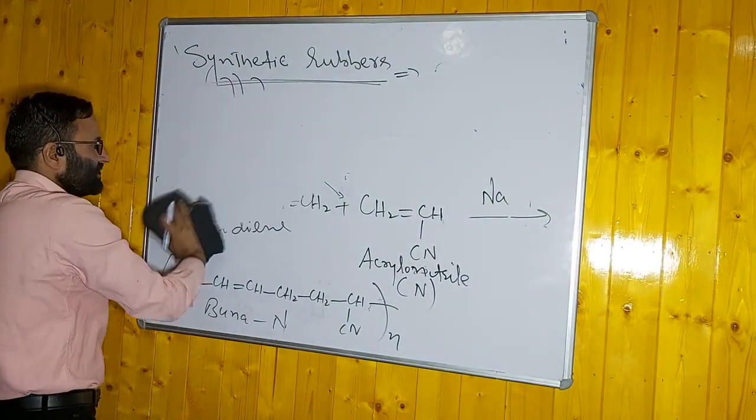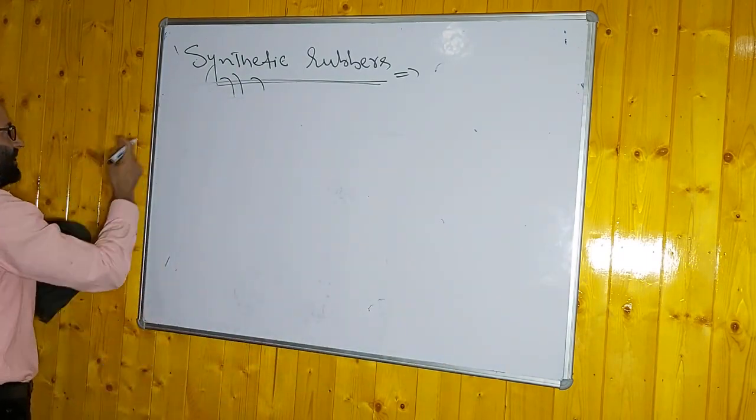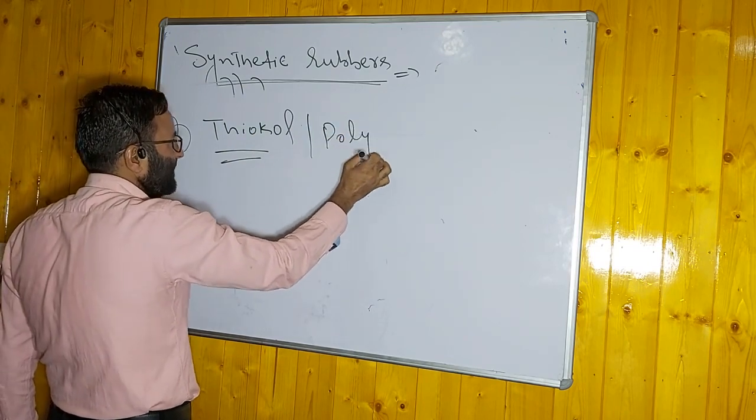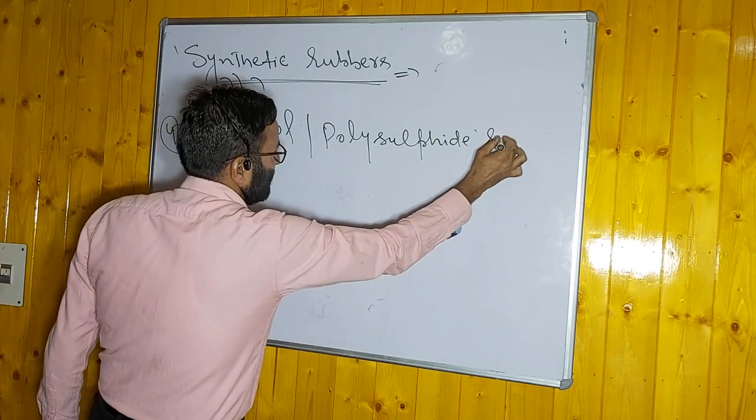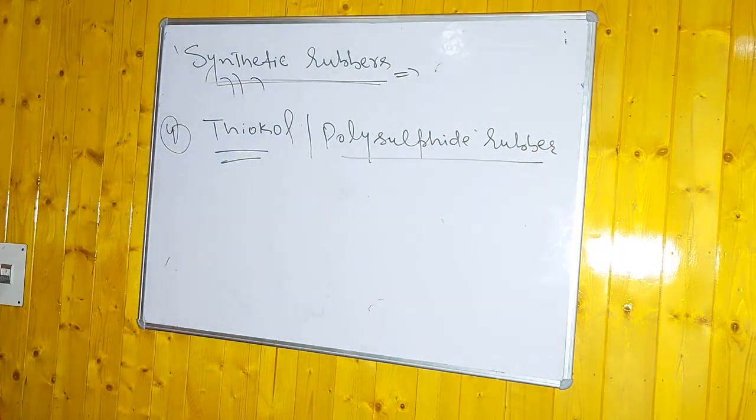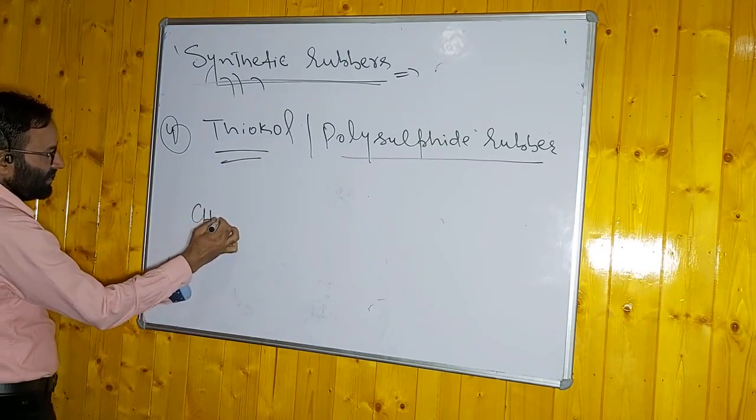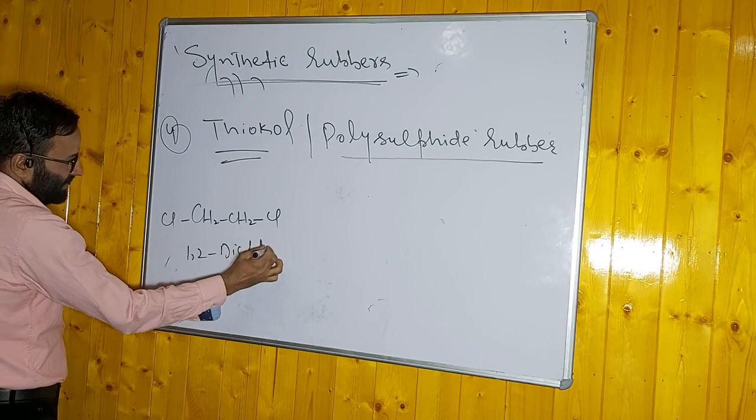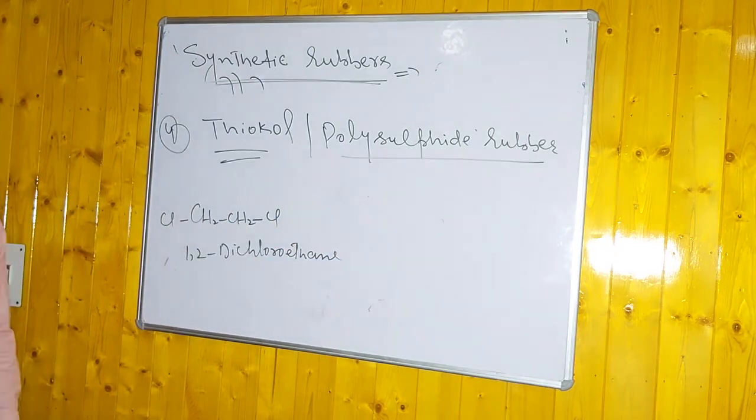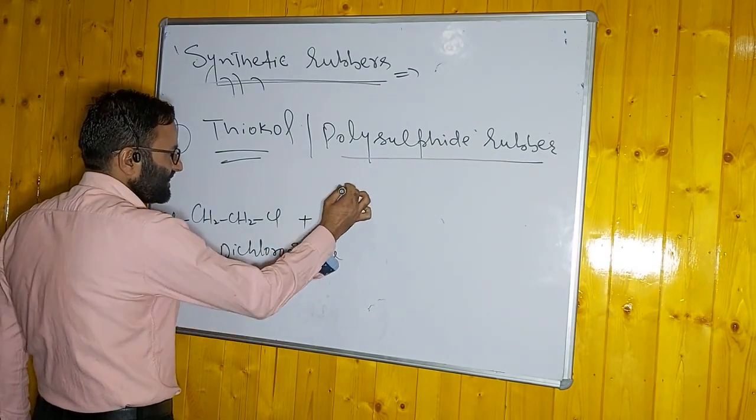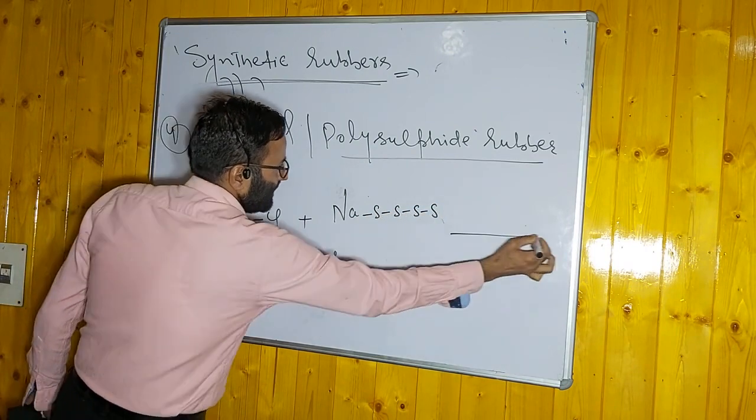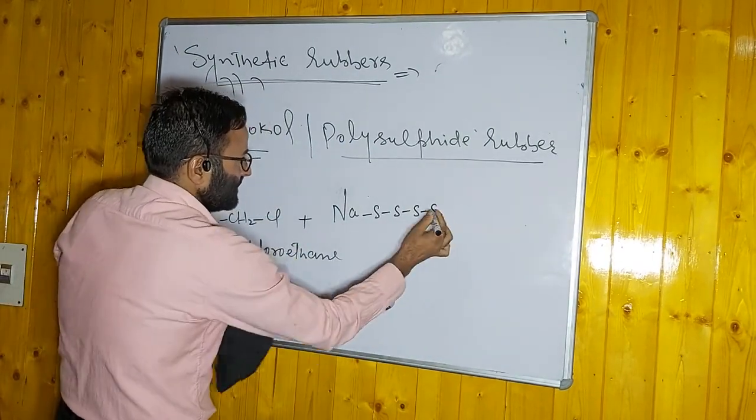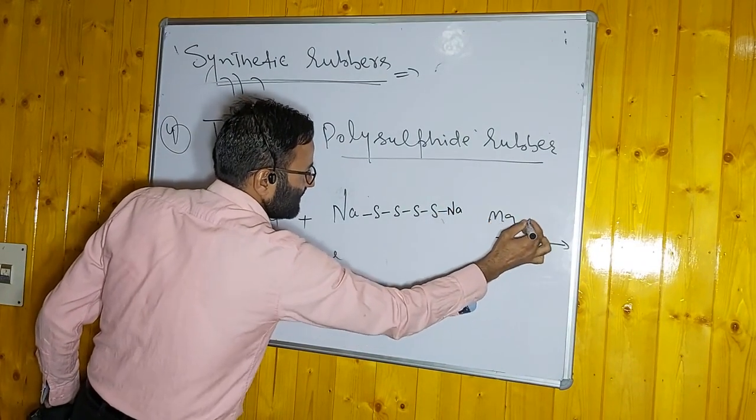And we have another, the fourth important synthetic rubber, thiokol. It is also known as polysulfide rubber. Remember this point. In thiokol, we have 1,2-dichloroethane. We heat it with sodium tetrasulfide, Na2S4, in the presence of magnesium hydroxide as catalyst.